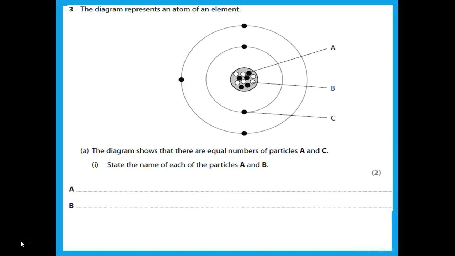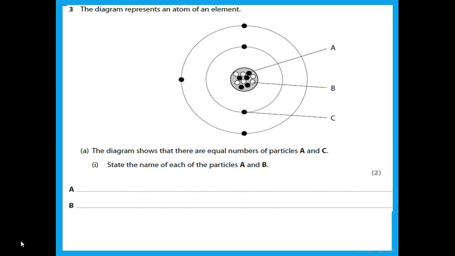Diagram represents an atom of an element. The diagram shows that there are equal numbers of particles A and C. So what do you think is A and what do you think is B? If it has equal numbers of A and C, that means A is which one?